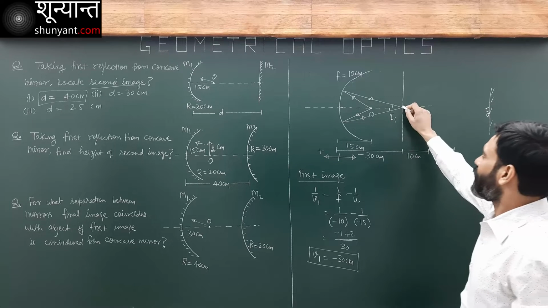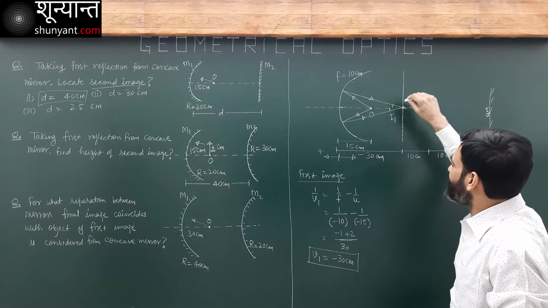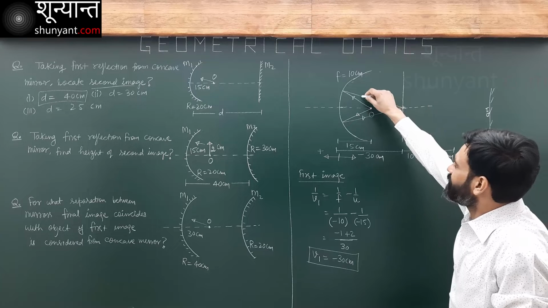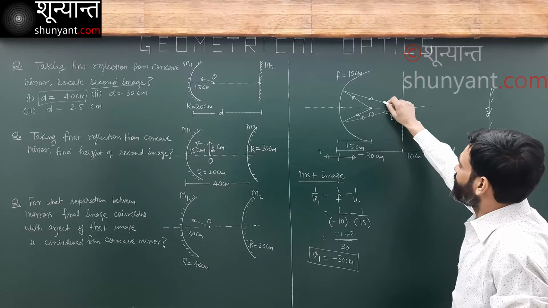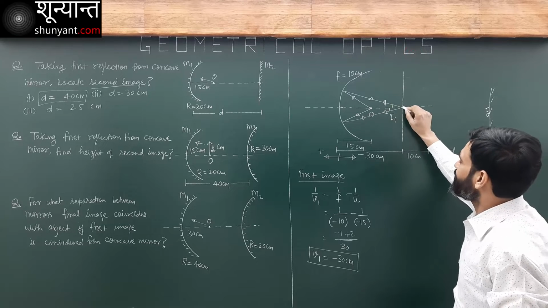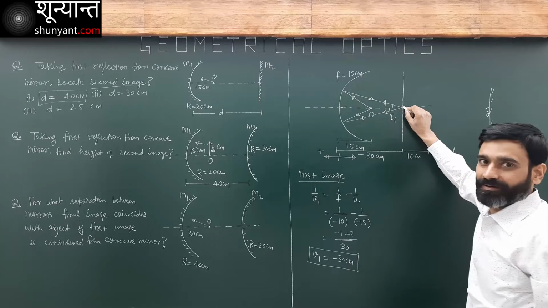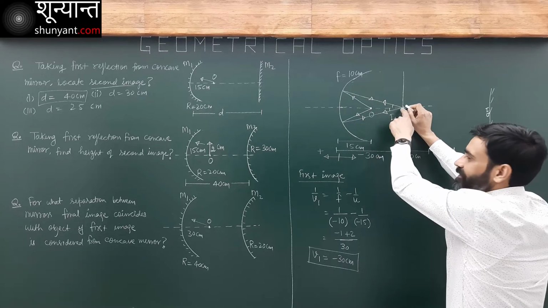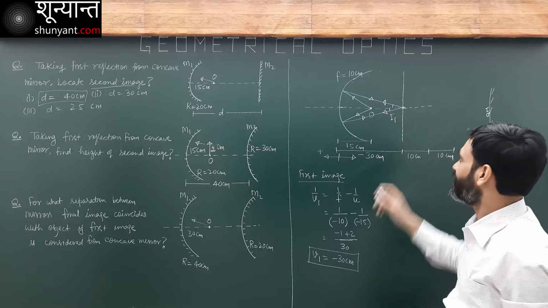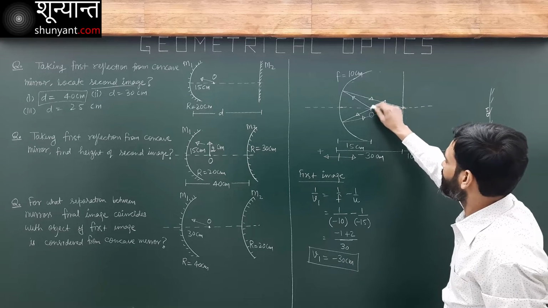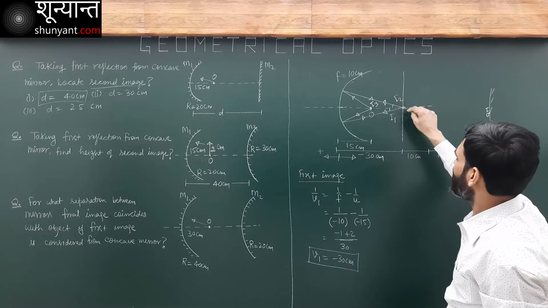So this will form a second image. The second image will be right here. Then these light rays will be reflected. This light ray will be reflected like this. So this becomes an object for the concave mirror. This is the first image. The second image is also at the same point. And the third image will coincide here. This will become I3. I1 and I2 are both at the same point.